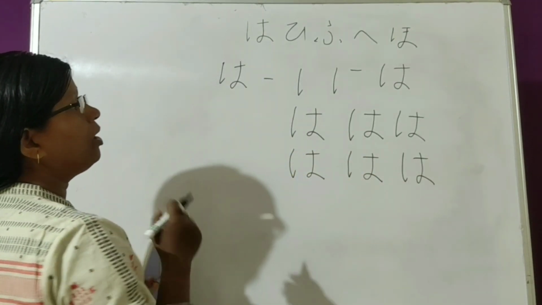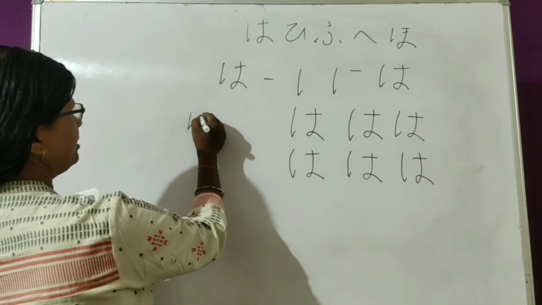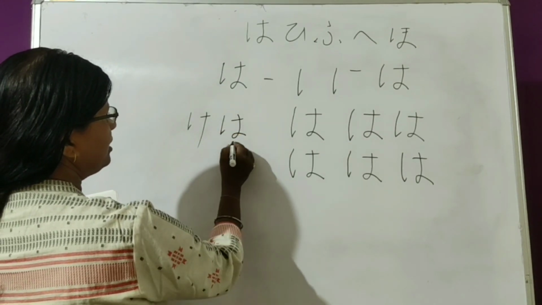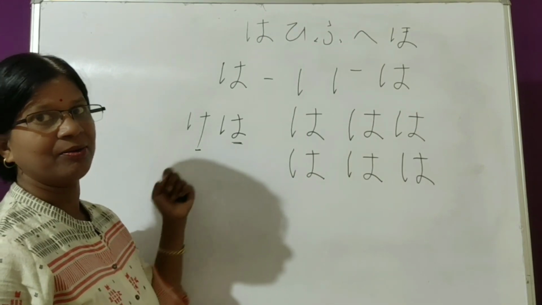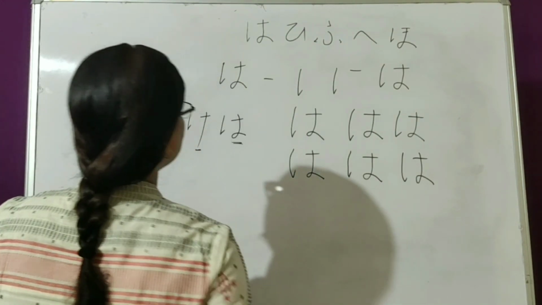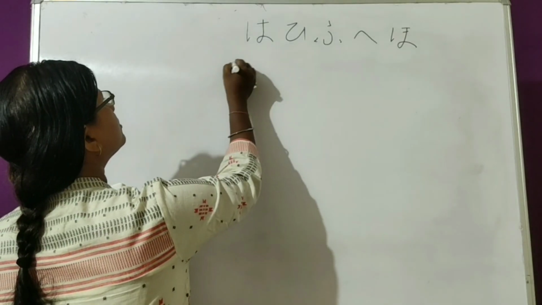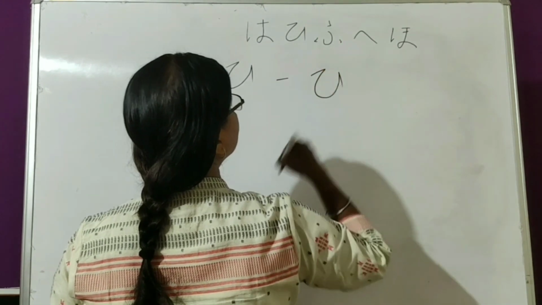Do you know we learn K in car? K is like this, but ha is like this. This is the difference between K and ha. Okay. So after ha, it is hi. Hi. This is a single stroke like this.